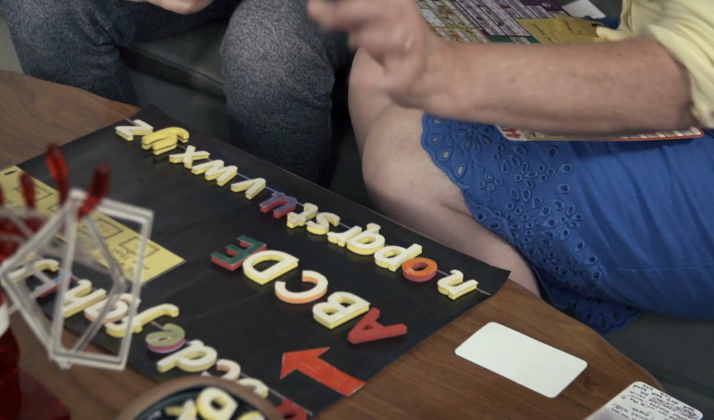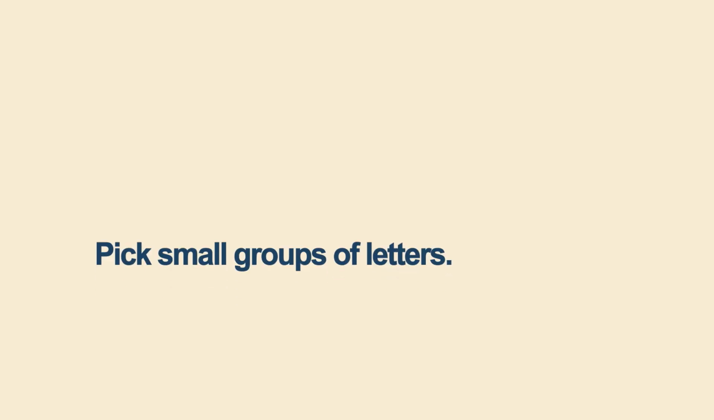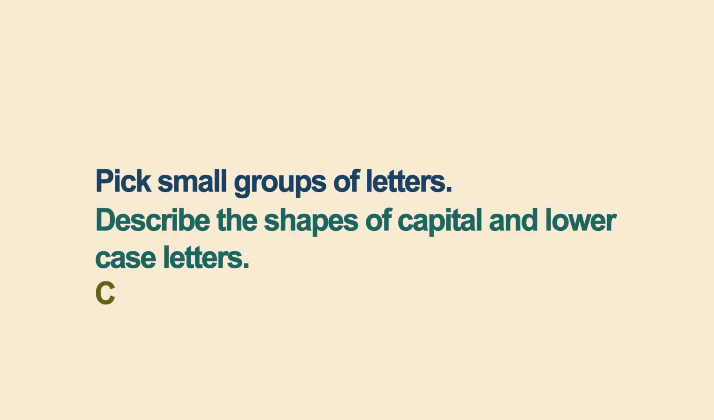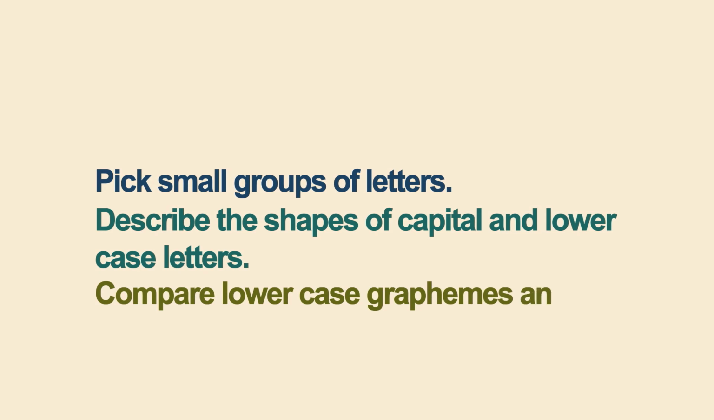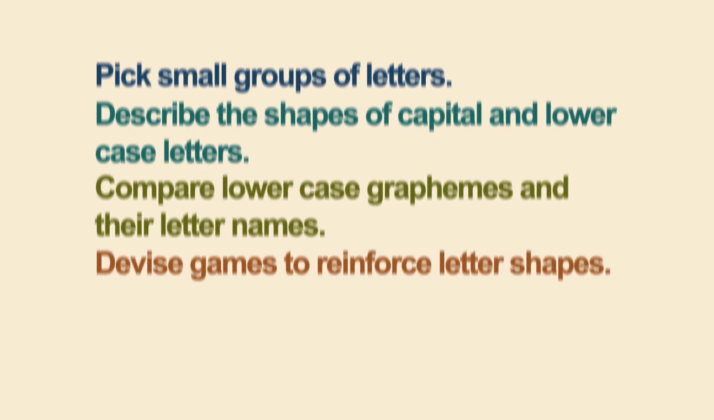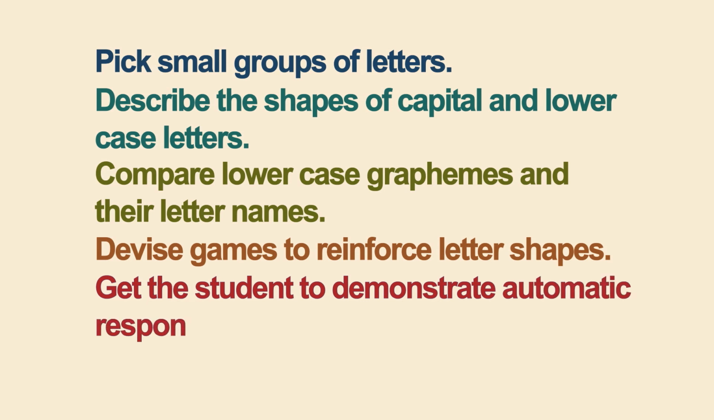Good. So, to recap the key points for teaching the alphabet. Pick small groups of letters, about 5 at a time. Have the student describe the shape of each capital and lowercase letter. Highlight the difference between lowercase graphemes and letter names. Devise games to reinforce letter shapes. Get the student to demonstrate automatic responses in writing.